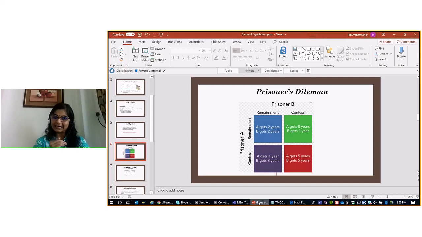In that case, the police keep Tom in one room and Nick in another room, where they cannot communicate with each other, and they ask them to confess. If one says the other person did the crime and confesses, the person who confesses will get 1 year of imprisonment and the other one will get 8 years. This is the scenario with Tom and Nick.